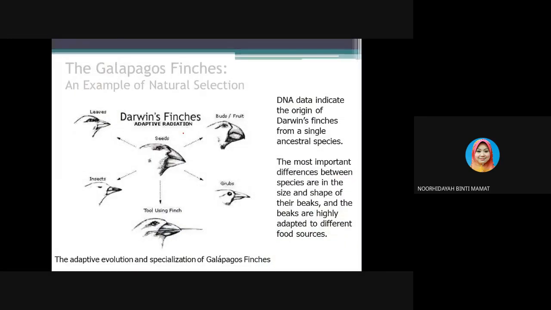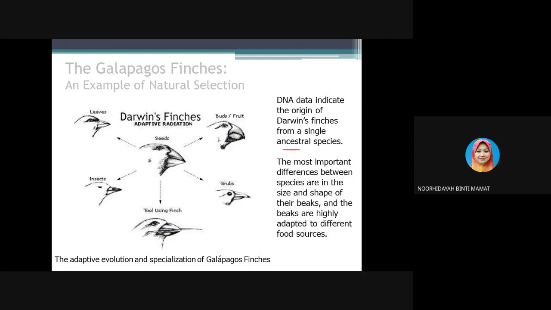And we go to the examples. Another example of natural selection is the Galapagos finches. This is the adaptive evolution and also specialization of the Galapagos finches. As you can see from here, they have different beaks, even though they are from the same group of birds. The DNA data indicate that the origin of Darwin's finches is a single ancestral species.